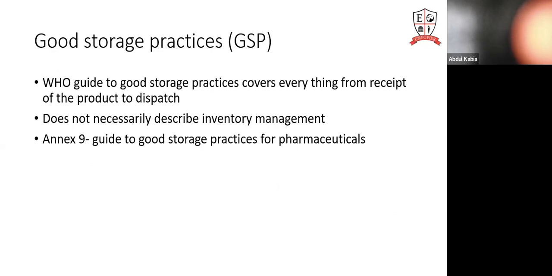So the bottom line is you need to follow good storage practices. And the WHO Guide to Good Storage Practice says it all. It covers everything from receipt to dispatch. It is a good book to read and you go through the processes. But it does not necessarily describe inventory management. You can find it in Annex 9, Guide to Good Storage Practices of Pharmaceuticals. It will tell you how you store commodities. Next slide.